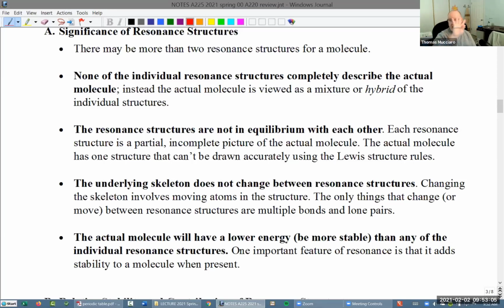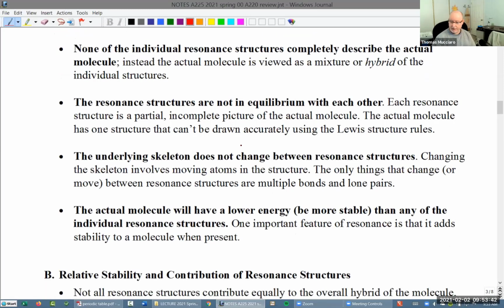What it's really saying is that each of these partially depicts the overall properties of the molecule, but the molecule itself is just a mixture of these. Okay. The underlying skeleton doesn't change. What that means is if we took away all the multiple bonds and all of the lone pairs, what we would have left would just be atoms and single bonds. Those structures have to be identical for every resonance structure. If we're moving a hydrogen, if we're moving something, it's not a resonance anymore. It's a constitutional isomer.